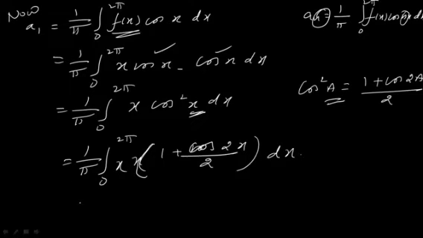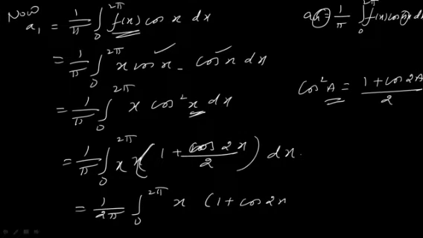Of dx. You take 2 outside. So that is 1 by 2 pi integral 0 to 2 pi x product 1 plus cos 2x dx. Let me take x inside to simplify our integration. Okay.